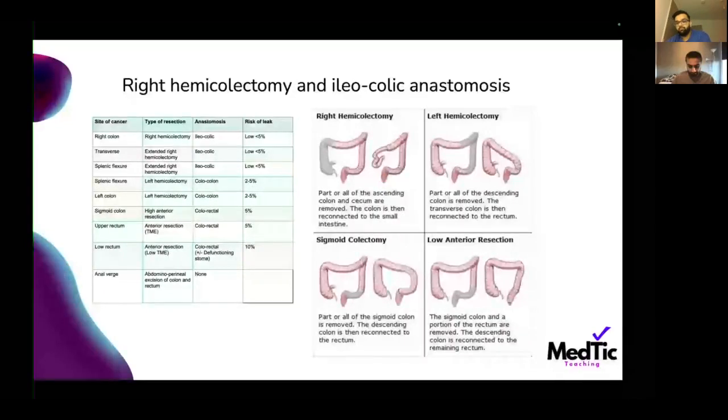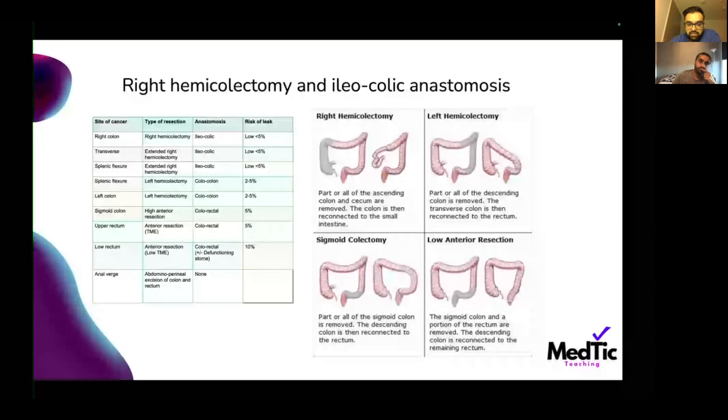Good. Well done for those who got it right. So it's basically a question of the anatomy. Where is the cancer, and what would you do with regards to that? Essentially, if you've got a site of cancer in the right colon, you want to do a right hemicolectomy with an ileocolic anastomosis. So connect the ileum and the colon.